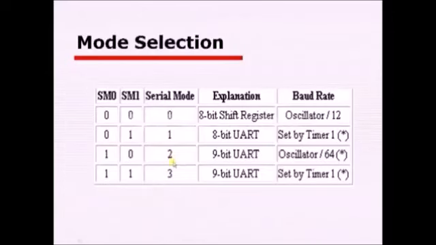Now these are the modes that we have: mode 0, mode 1, mode 2 and mode 3. Mode 0 is called 8-bit shift register, and here the baud rate is calculated with the formula oscillator divided by 12. Mode 1 is called 8-bit UART set by timer 1, and we'll see the formula. Mode 2 is 9-bit UART, and mode 3 is also 9-bit UART, and these two modes, mode 2 and mode 3, are used in case of multiprocessor communication. So basically in most applications we would be using only mode 1.